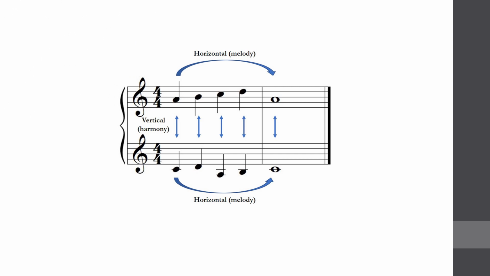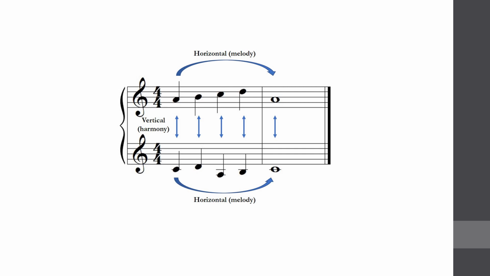Music has both a horizontal and a vertical aspect. When we speak of the horizontal aspect of music, we are speaking of the melody. When we speak of the vertical aspect of the music, we are speaking of the harmony.